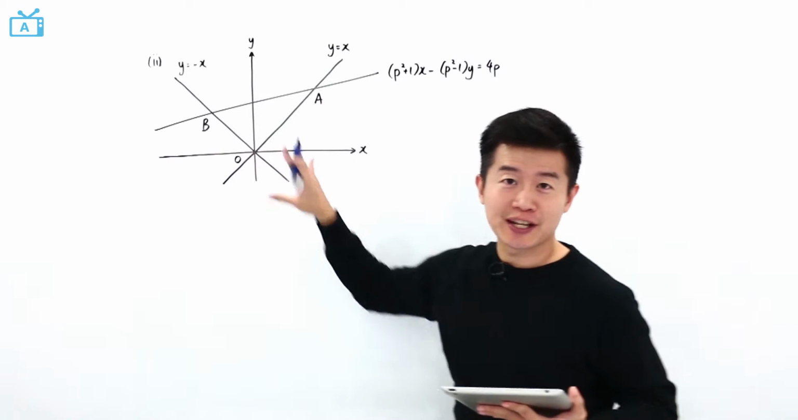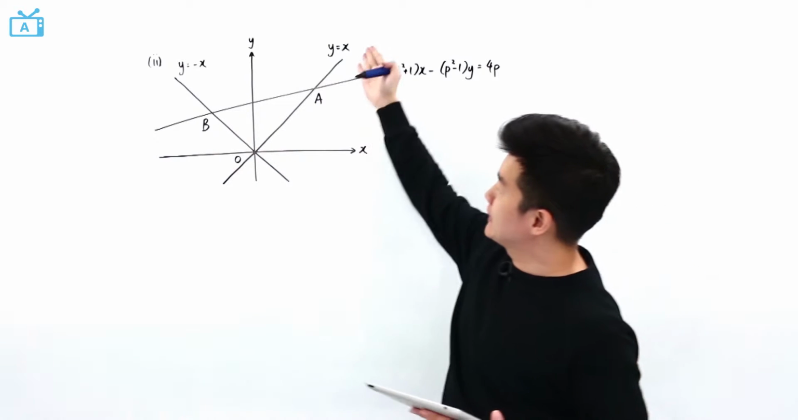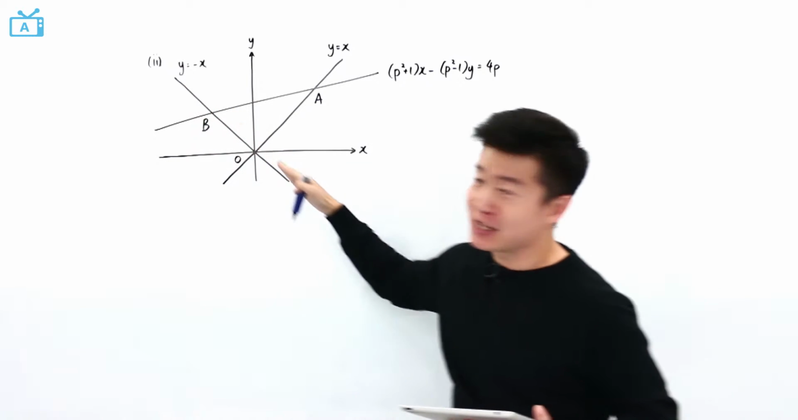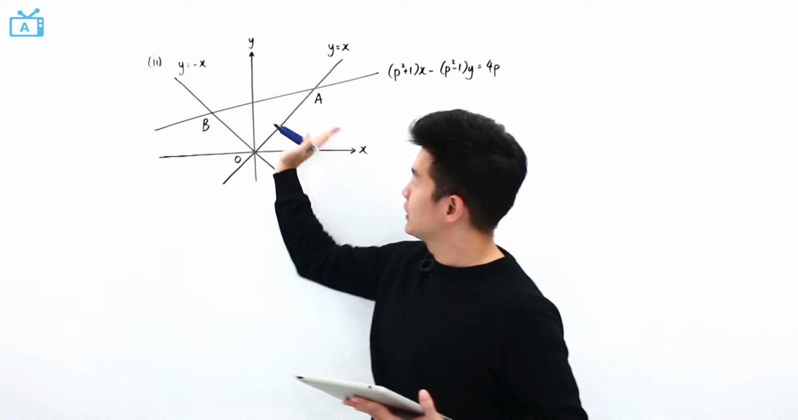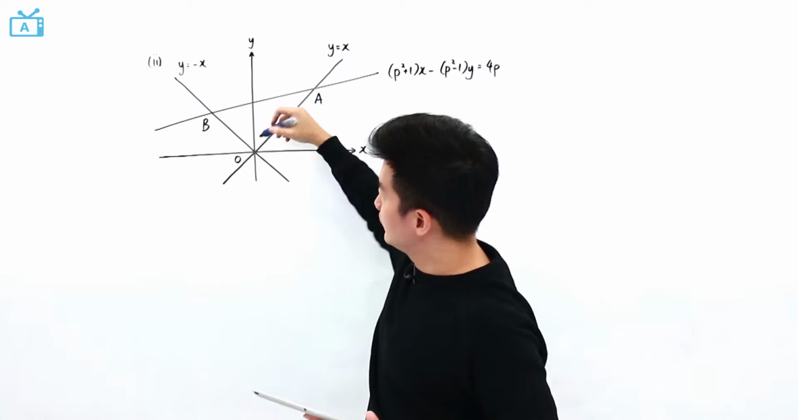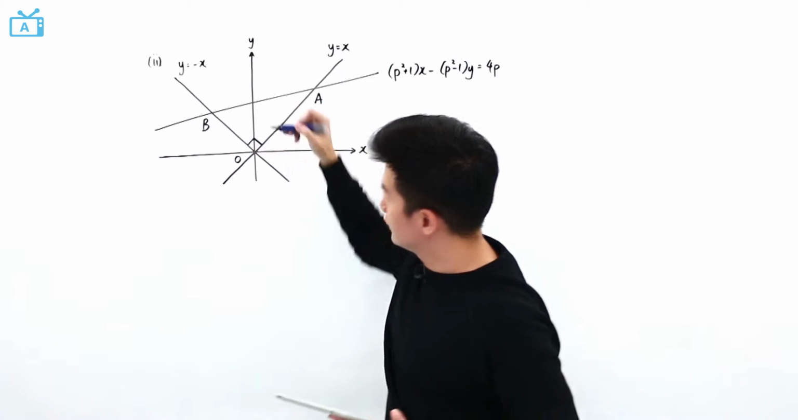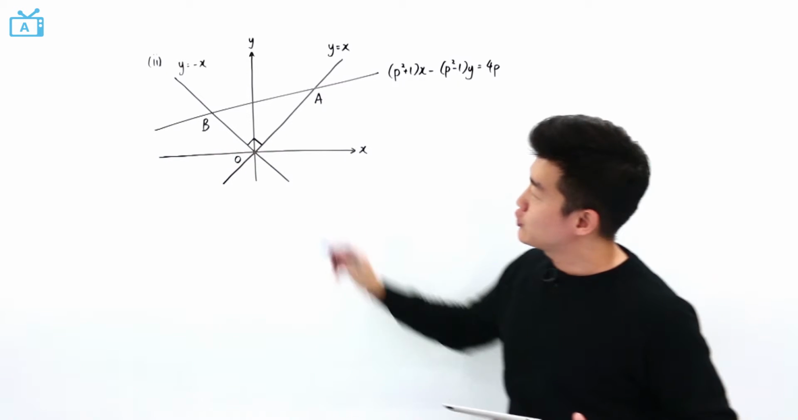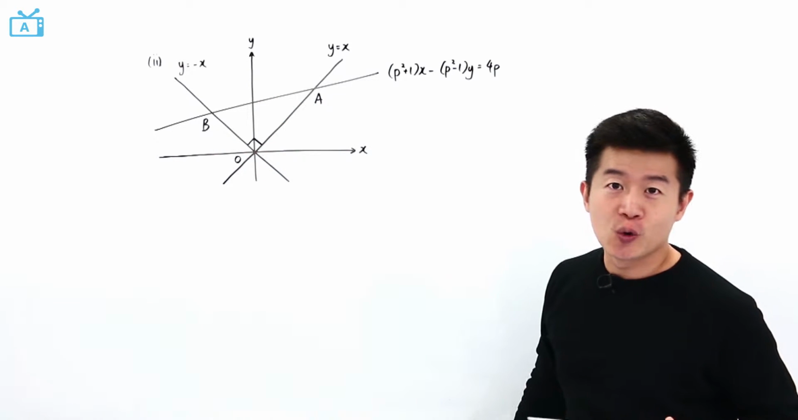This is the scenario that is described to us by the question, and because this is the line y is equal to x and this is the line y is equal to minus x, it is going to be 45 degrees here and 135 degrees here. That makes this angle here 90 degrees. Let us try to find the area of this triangle OAB.